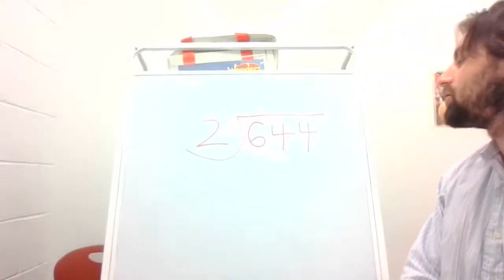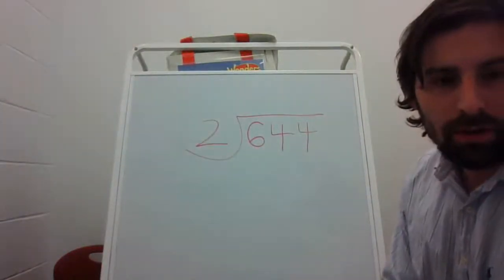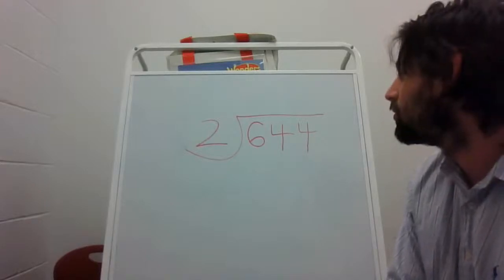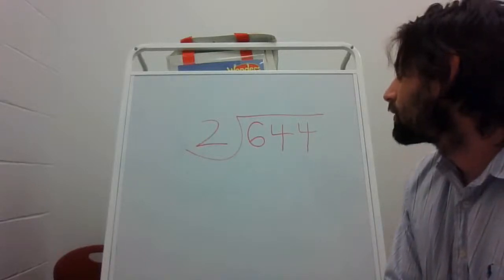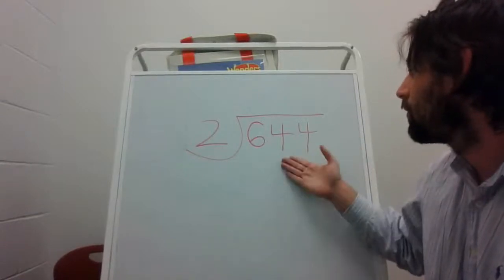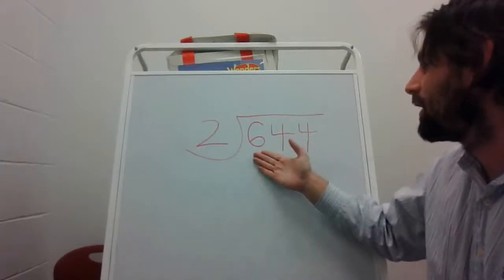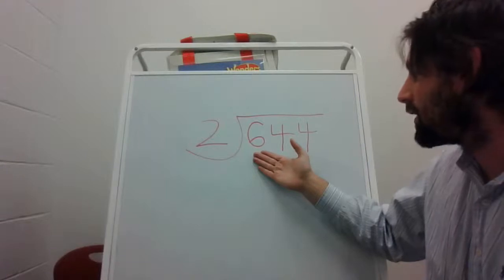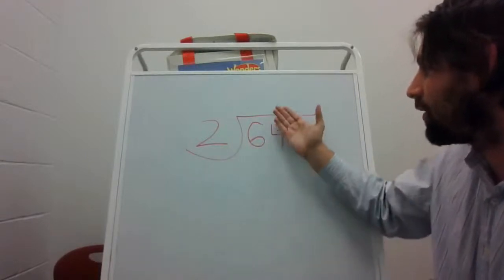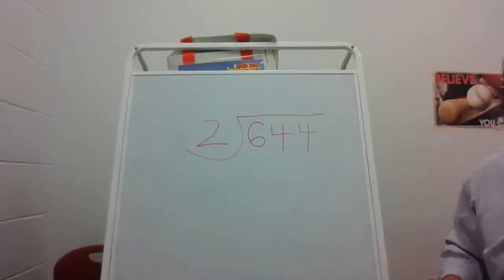All right. So 644 divided by 2. What we're going to do is start with the smallest number possible. We're going to look to see if we can divide the smallest digit possible within the box here. So we're going to look at the digit all the way to the left. As long as the digit on the inside is bigger than the digit on the outside, we can divide. So 6 is bigger than 2, so we're going to start off by doing 6 divided by 2.